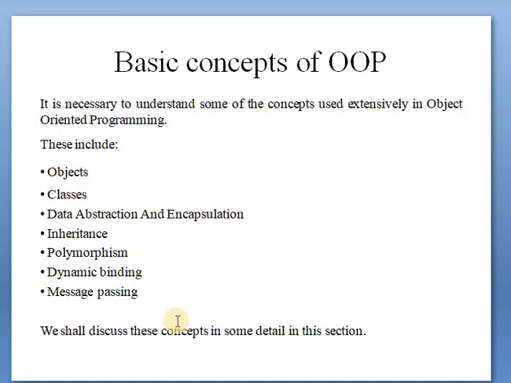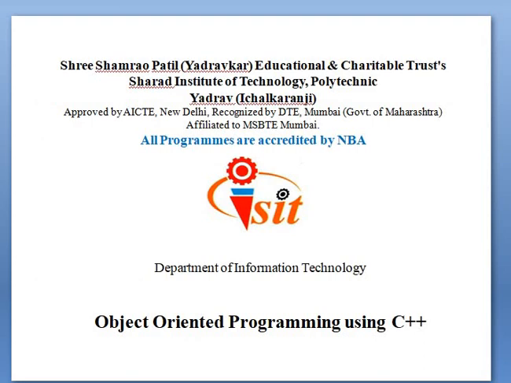So we have seen the basic concepts of object-oriented programming, and these are object, classes, data abstraction and encapsulation, inheritance, polymorphism, dynamic binding and message passing. Now we will see the remaining points in the next lecture.